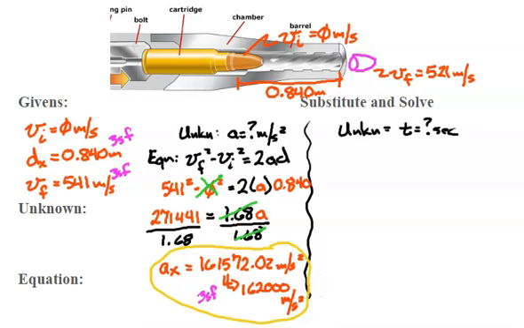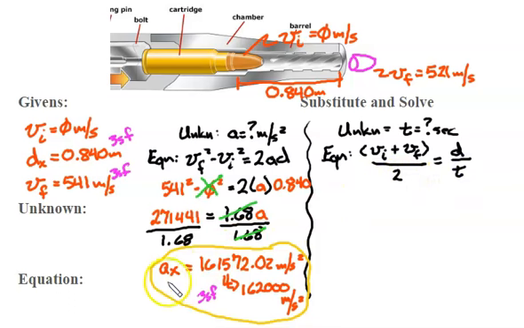The second problem, dealing with time, requires a different equation. So the equation that I'm going to look for that deals with all of these things is velocity initial plus velocity final divided by 2, that's average velocity, equals d divided by t.